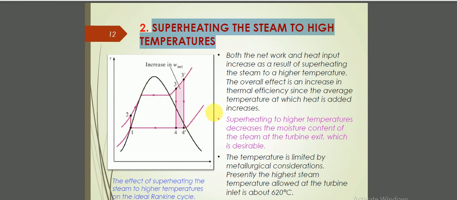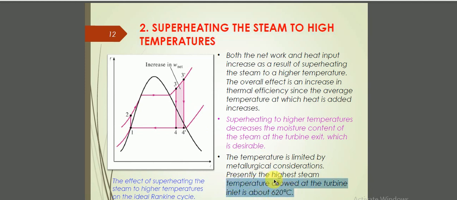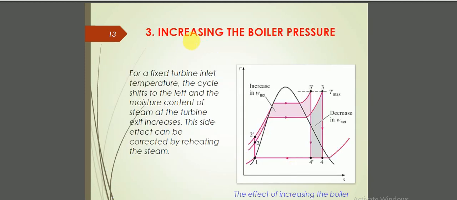also increasing. It has both advantages, but the main disadvantage is that we cannot go beyond a certain temperature because of our material limitations. Our materials cannot withstand certain high temperatures. We can't go beyond a certain temperature, that is 620 degrees. 620 degrees is the limit. The next step is we can increase the boiler pressure.